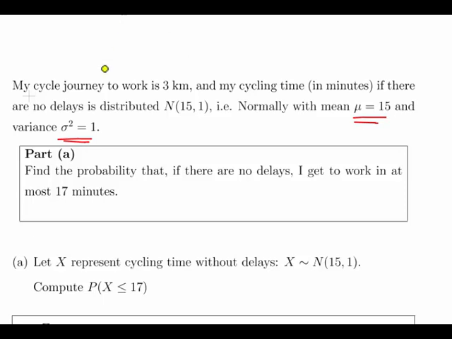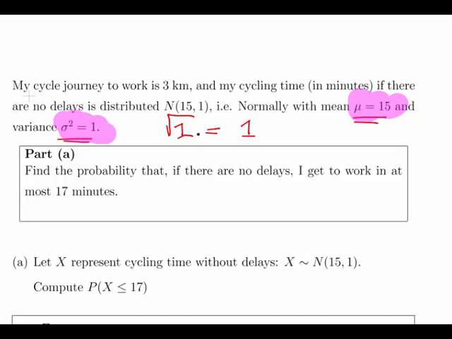Now I actually included these bits extra just because this is the thing that catches people out, that the variance is the standard deviation squared. So in this case, it's not so identifiable because the standard deviation is 1 and the variance is 1. Okay? So find the probability that if there are no delays, I get to work in at most 17 minutes.